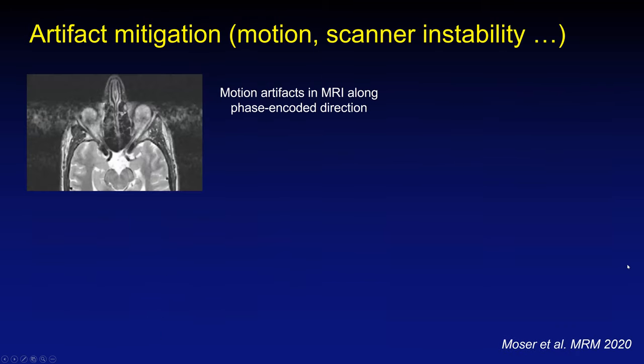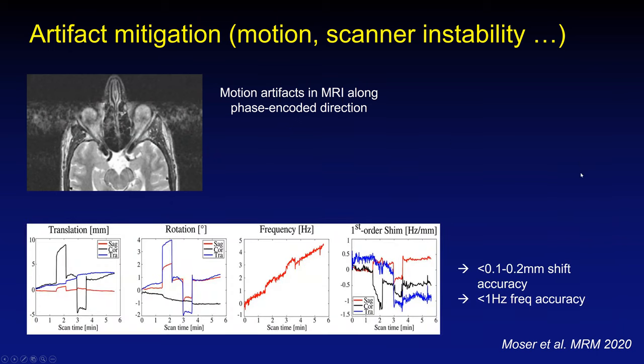But that's not all. You can improve your spatial resolution as much as you want and the weighting as much as you want, if you have some kind of instabilities, which could be motion or scanner instabilities, for instance. And we know this for quite a long time. For standard T2 weighted images, for example, with eye movement, you see that the signal is distributed along the phase encoded direction. And of course, you have the same for the lipid artifacts. And therefore, it's important to somehow compensate for this.